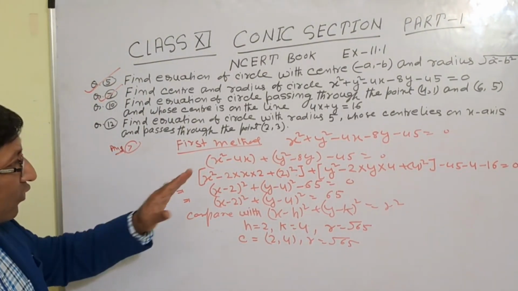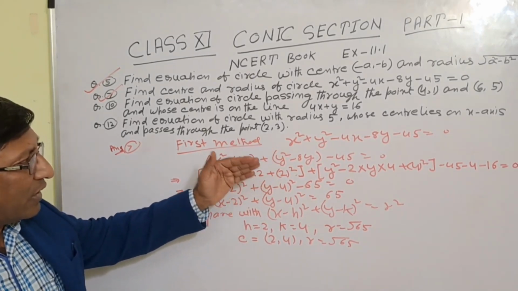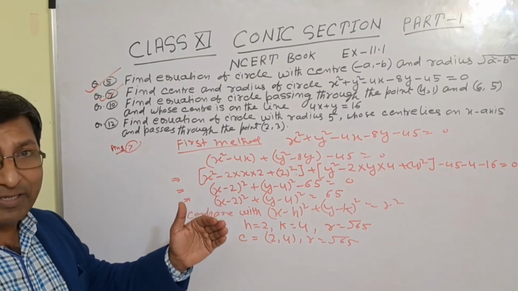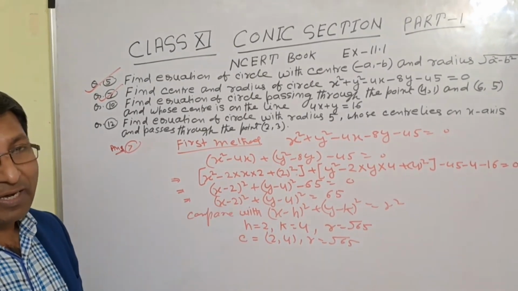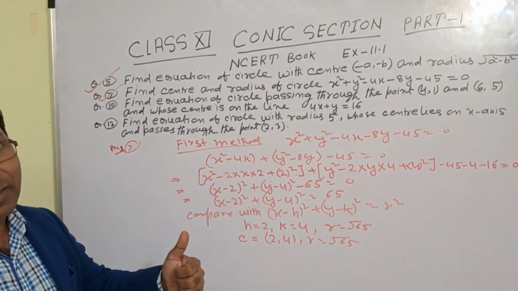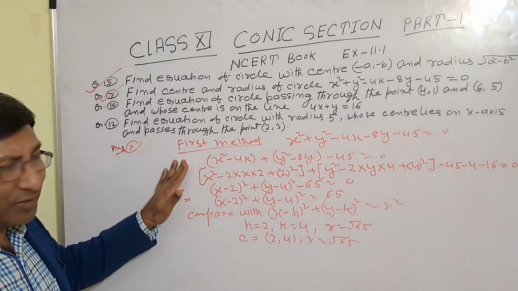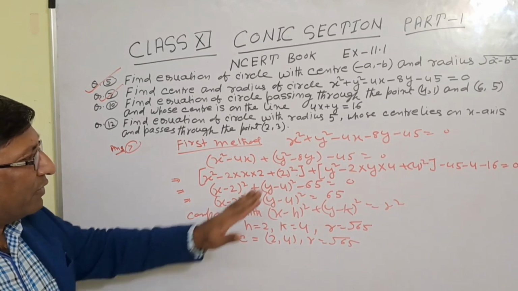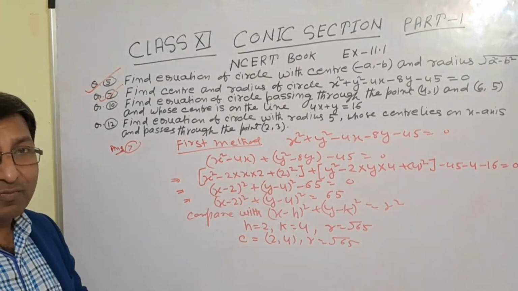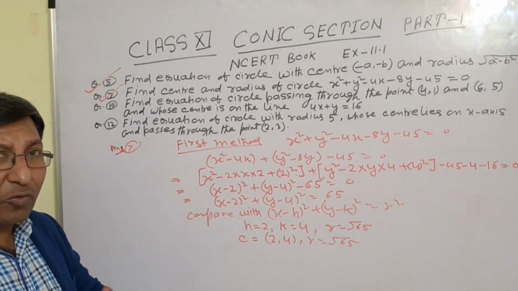So again you listen, what is the question? This is the given equation of a circle: x² + y² − 4x − 8y − 45 = 0. We have to find the center of this circle and the radius of the circle. We can solve this question by two methods. This is the first method. In this method, we will change this equation of the circle into the form (x − h)² + (y − k)² = r².